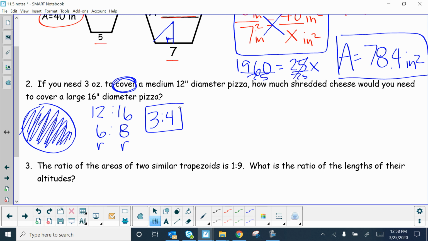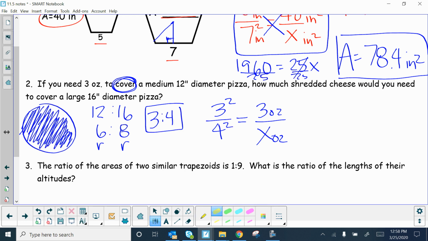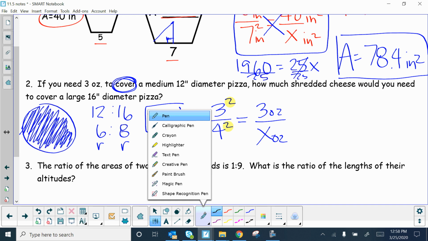Okay, so that's the side ratio. So here's what a lot of y'all are going to do. You're going to take 3 to 4 as 3 ounces is to X ounces. But you have to remember that we cannot do 3 to 4 because that's only associated to the side length. We have to think of area because we're covering the whole pizza. So we have to do 3 squared is to 4 squared as 3 ounces is to X ounces. Okay, so I'm going to highlight those. And so you have to make sure that you put that squared whenever you're dealing with area. Okay, because you're in different units, okay?